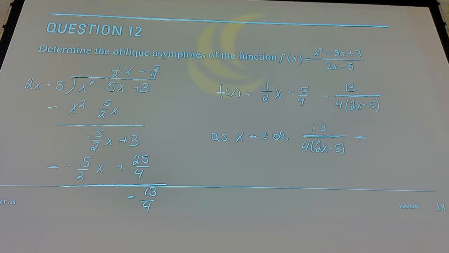So as x continues to increase or decrease, that remainder tends to 0, doesn't it? Which would mean that f of x tends towards the quotient. Right? So for very large values of x, f of x behaves like the quotient. That is your asymptote. Is that linear? Yes. So that's your slant asymptote.